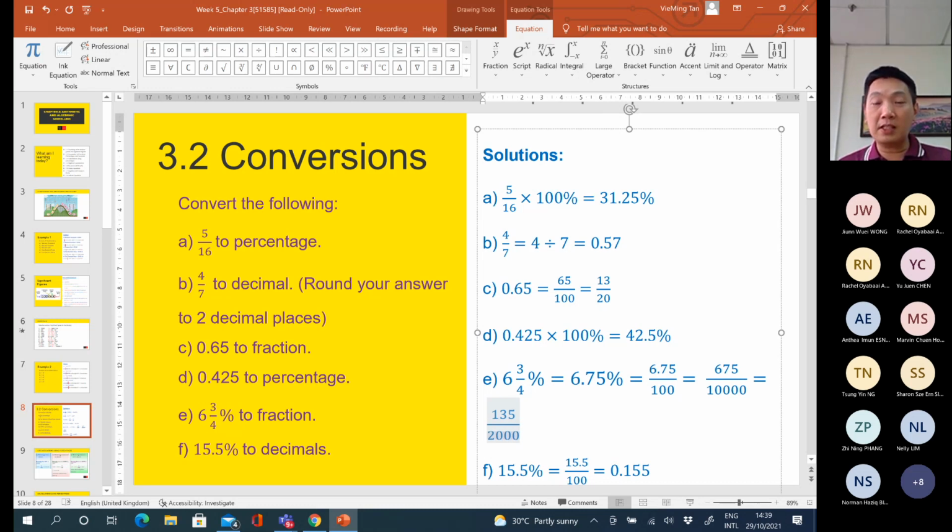Still can simplify again, this number. Still can simplify. Can anybody give me the figure? The simplest number you have? The fraction number you have? It can be simplified again, in fact.